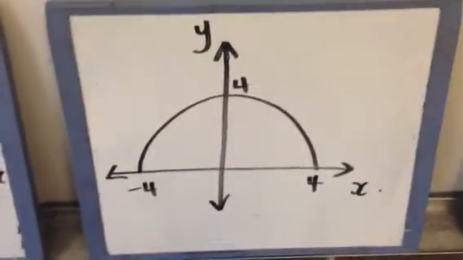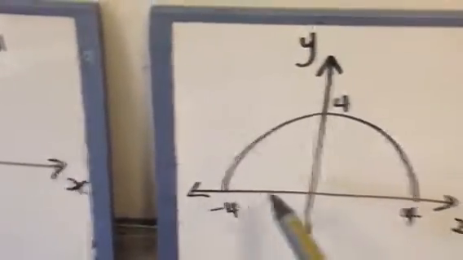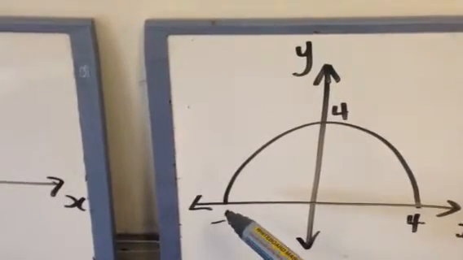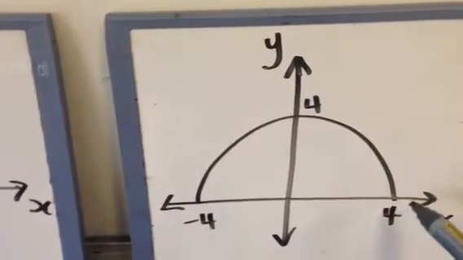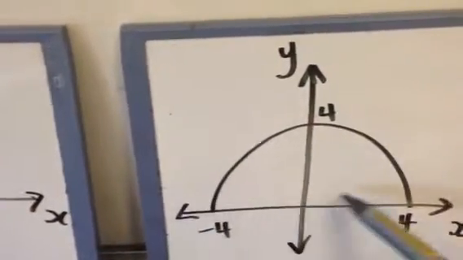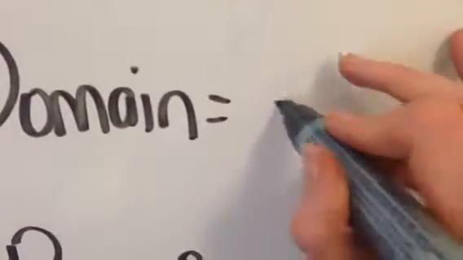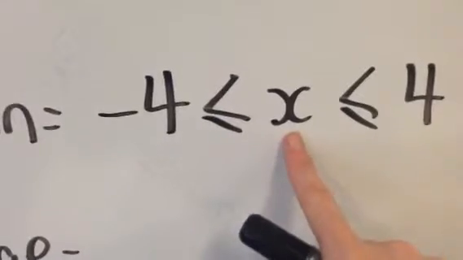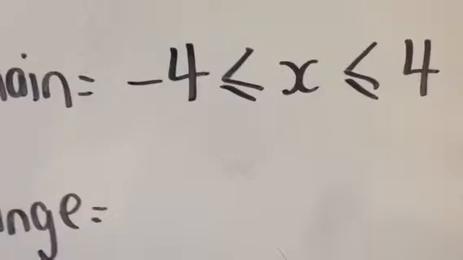Now let's have a look at this graph here. If we think about the domain as the x values in which our graph is permissible, we see that we've got -4 here, and for each x value going along until we get to 4, it's bounded by -4 and 4. So for the domain, we say x is between these two values. X can be anything in between -4 and 4, including those two bounds.